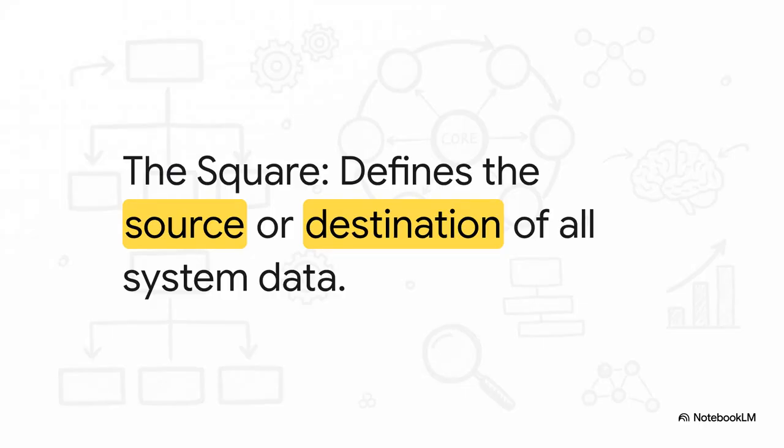Okay, let's break down the symbols you'll see on this map. There are just four main ones. First up, the square. A square represents anything outside your system. Think of it as a source or a destination for data. It could be a customer placing an order, or maybe another department sending you a report. Anything that's not part of the system itself.